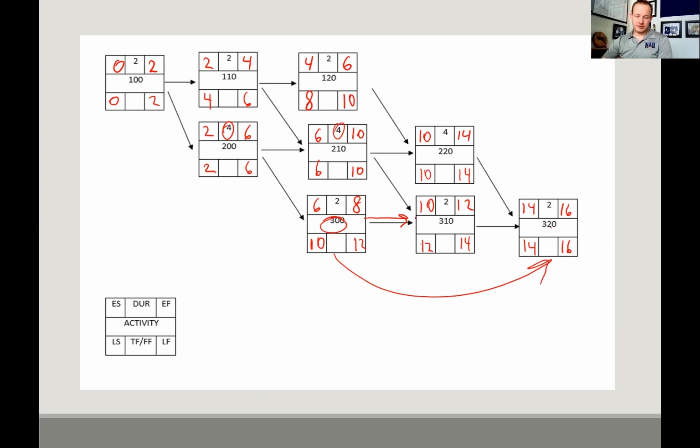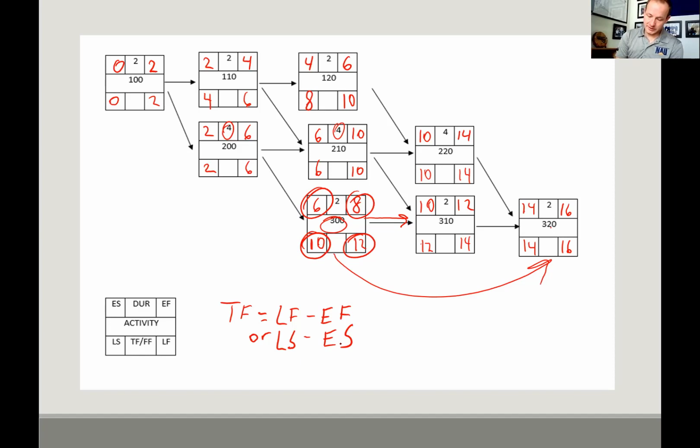How do we figure out what those numbers are? For total float, this is going to equal your late finish minus your early finish, or it's going to equal your late start minus early start. Either one will be the same. So in this case, we've got 12 minus 8 or 10 minus 6, which both equal 4. So our total float equals 4.